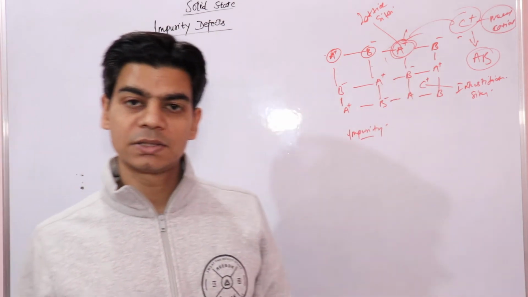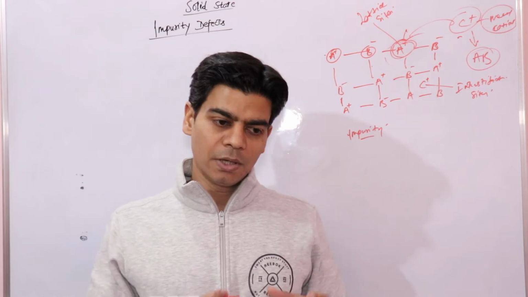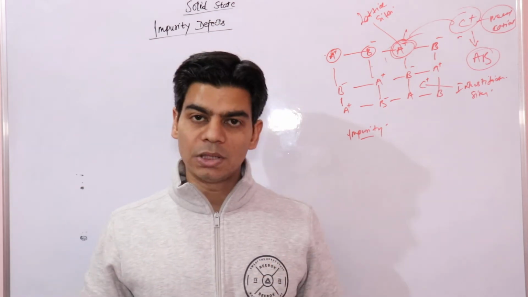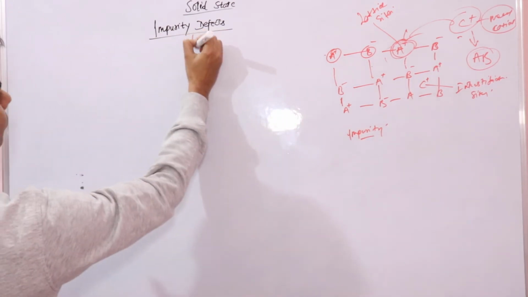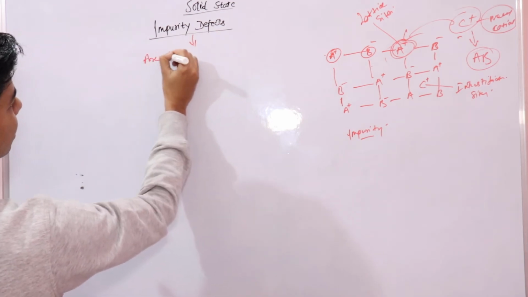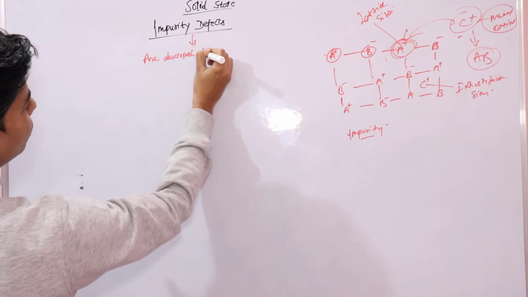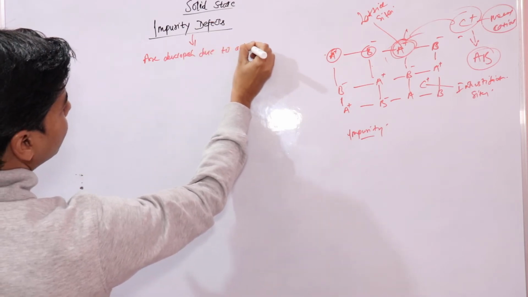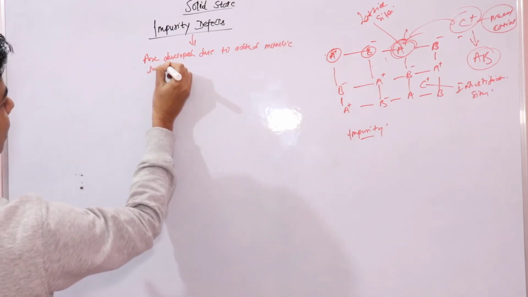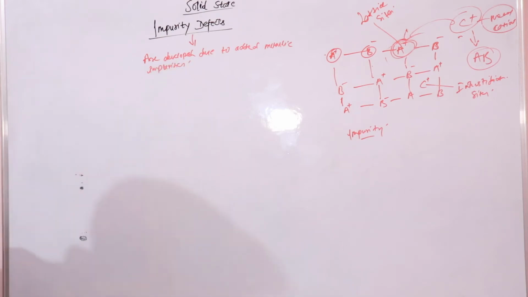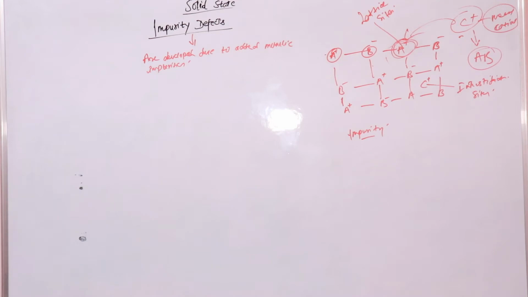these impurity defects are developed when we add metallic impurities externally. So these impurity defects are developed due to added metallic impurities. And this process of adding impurities is known as doping. We call doping the process of adding impurities to a crystalline substance so as to change its properties.